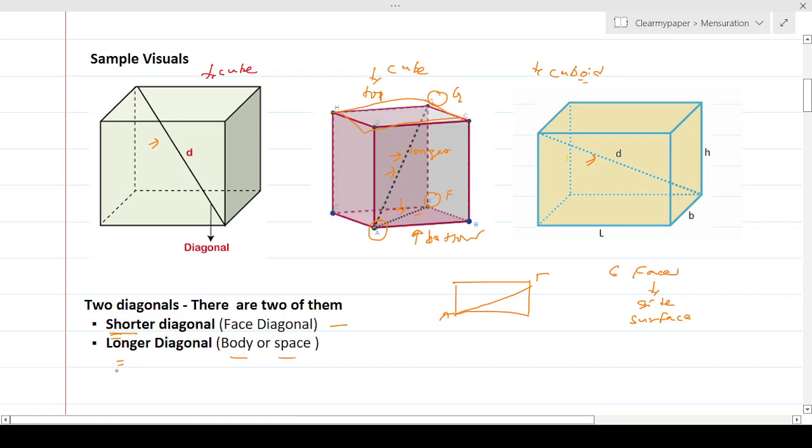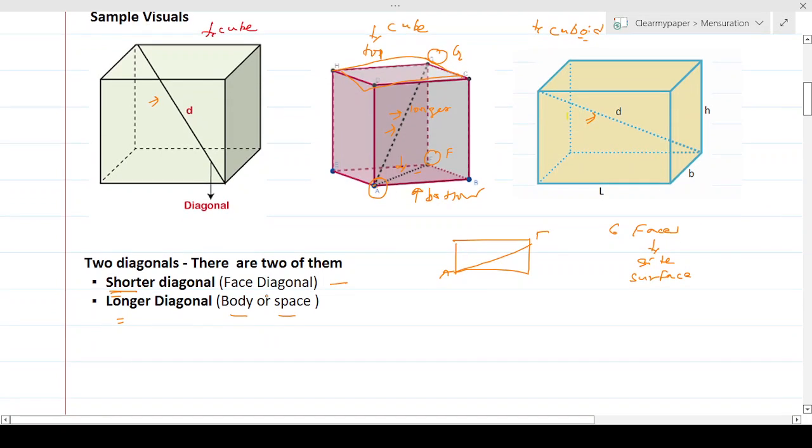And since we have two diagonals, we'll have two kinds of calculations, one for a cube and one for a cuboid. It's good to remember the longer diagonal because in the exam, sometimes they might ask, which I'll be solving in the next episode, to calculate the length of the longest pole or line that can be inserted in a cube or cuboid. That means you should know they're talking about the longer diagonal. Just as a side note.